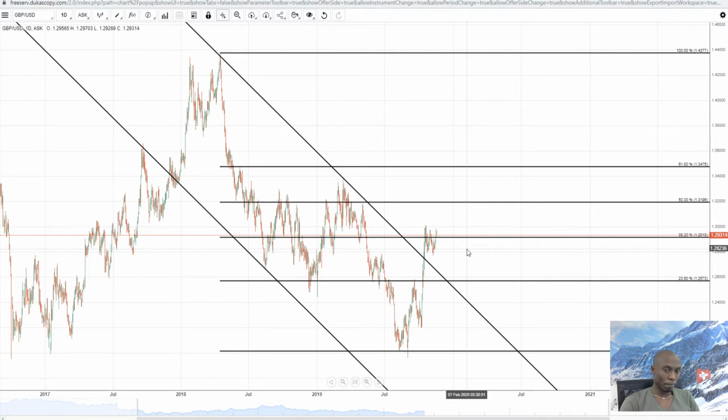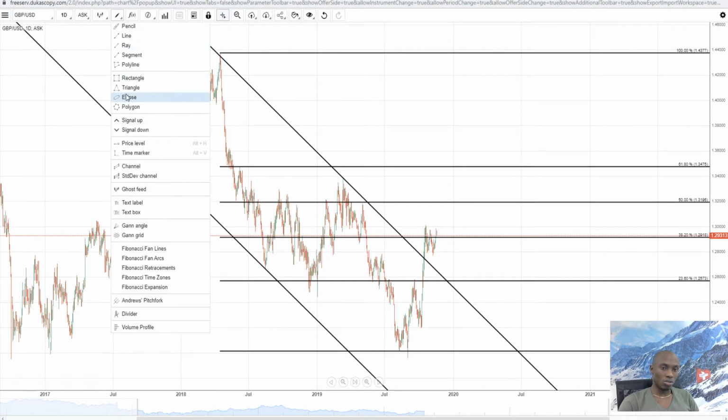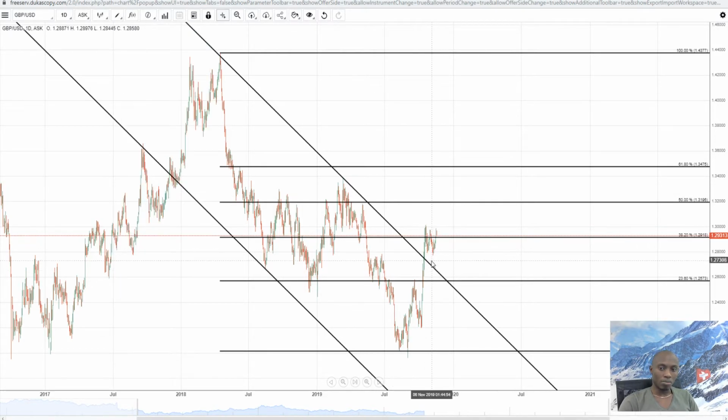Just imagine this price action continues moving and breaks this level, then you can easily put your support. You can put your stop loss below this 61%, or you can put it below this 50% in order for you to take a position going up.